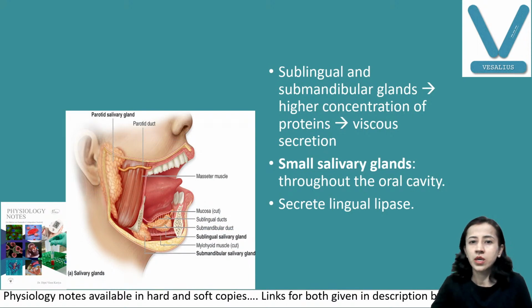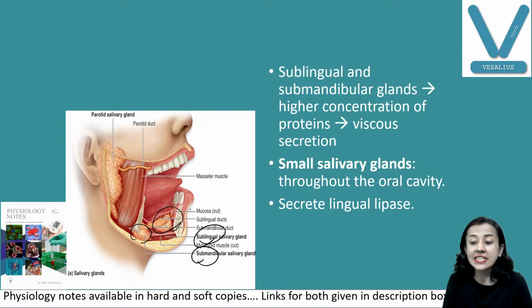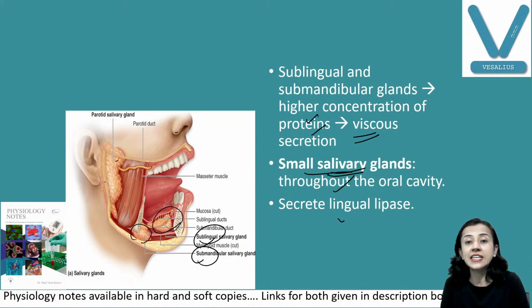Now here, the sublingual and submandibular glands, both of these glands secrete fluid. This fluid contains the highest concentration of proteins, and it is not watery, it is viscous. As I told you, these are the three major pairs of salivary glands, on this side and on the other side of the mouth. Along with this, we have small salivary glands present throughout the oral cavity, and some of the salivary glands present in the tongue secrete lingual lipase.